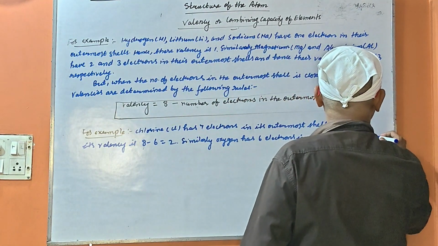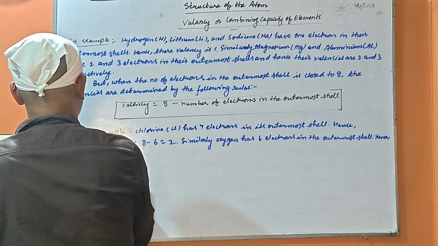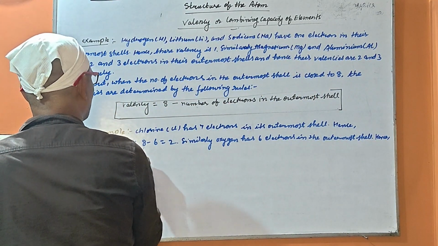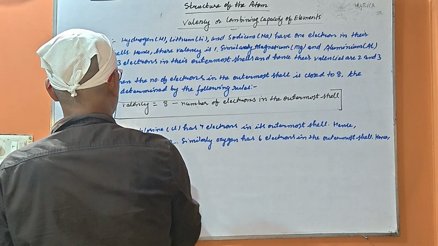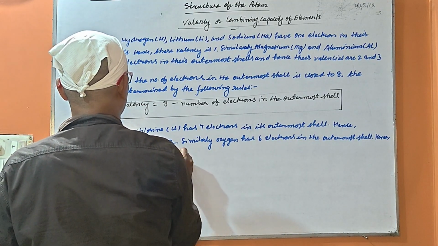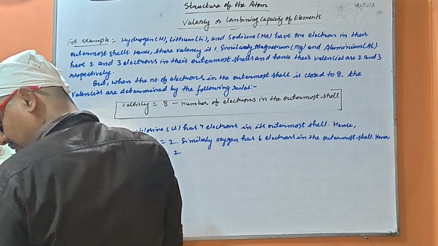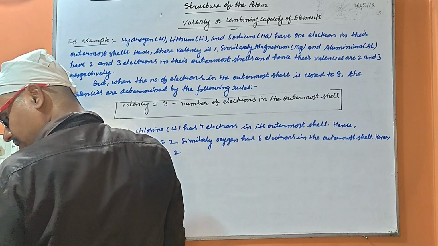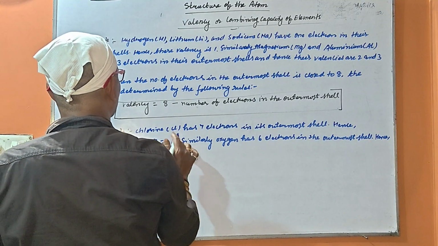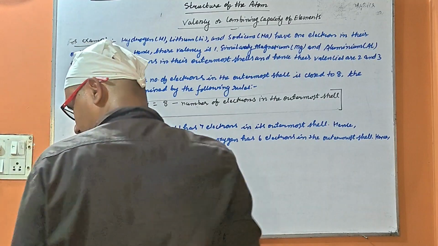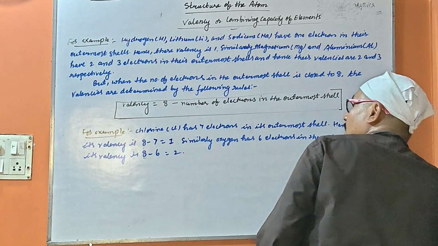Hence its valency is 8 minus 6 is equal to 2. So these are the things we have to understand.